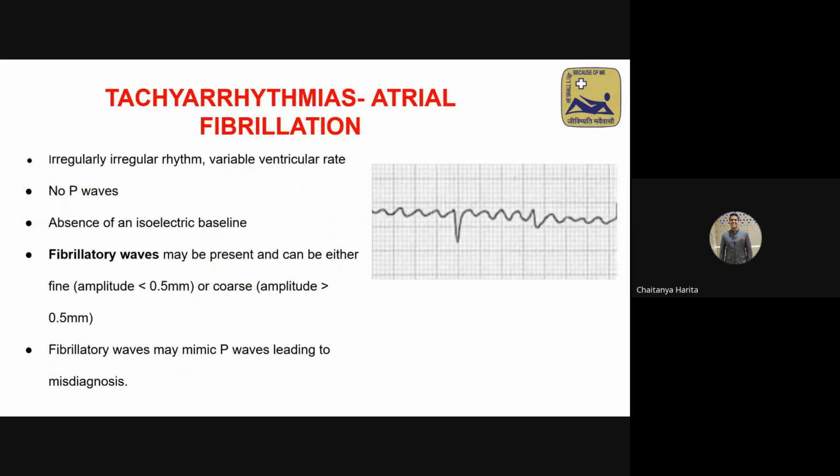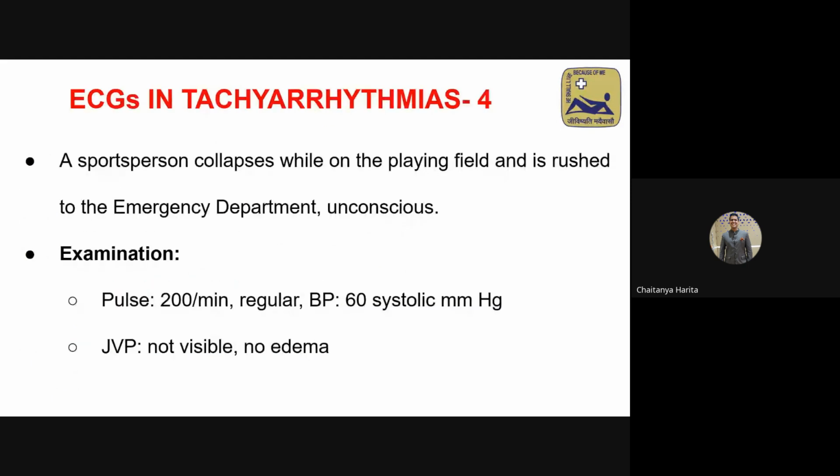Those small waves that you saw are not P waves. Those small waves in V1 are called fibrillatory waves. You have fine and coarse, and they mimic P waves, and that's why it leads to misdiagnosis. So irregularly irregular rhythm, variable ventricular rate, no P waves, classical atrial fibrillation. Look for fibrillatory waves, they may be present.